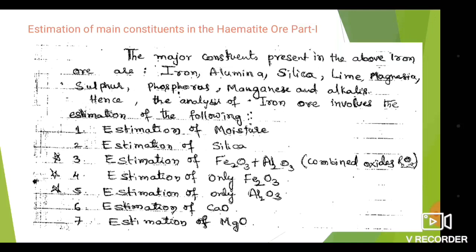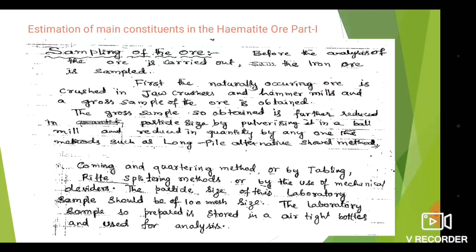So the analysis involves estimation of moisture, estimation of silica, estimation of combined oxides, that is Fe2O3 and Al2O3, estimation of only Fe2O3, estimation of only Al2O3, estimation of calcium oxide, and estimation of magnesium oxide. So all these constituents we are going to analyze.